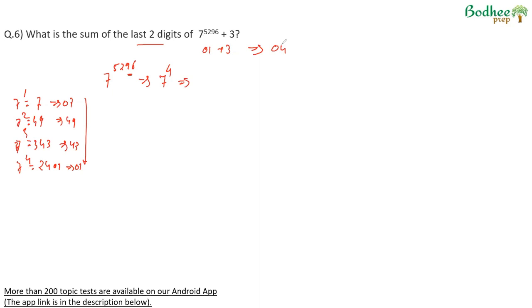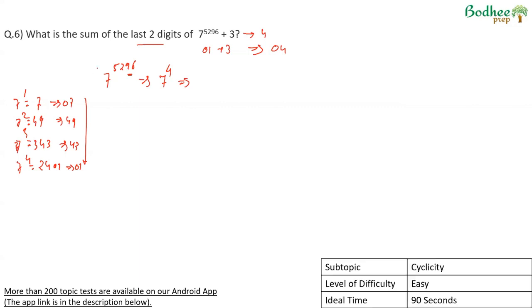Now, this is a pretty straightforward question. What is the sum of the last two digits? So the sum will be not 0, 4, but 0 plus 4, which is 4, becomes the answer. Straightforward question, especially because the last two digits that are to be calculated are for 7, which has the smallest cyclicity that is possible. Hence, I'm saying easy question, 90 odd seconds to get the question done.